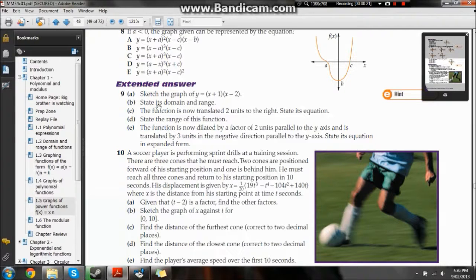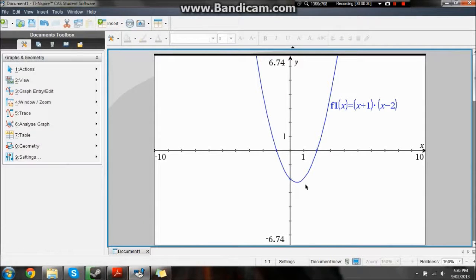So sketch the graph. This question you're allowed to use technology for, and teachers encourage using technology, so that's what I did, I graphed it. And this is what you get. You can put it in straight as x plus 1, x take 2 in the brackets like that, and it will come up with this. Or you can expand it and put it in either way. It's quicker to do this, but whichever way you prefer will work.